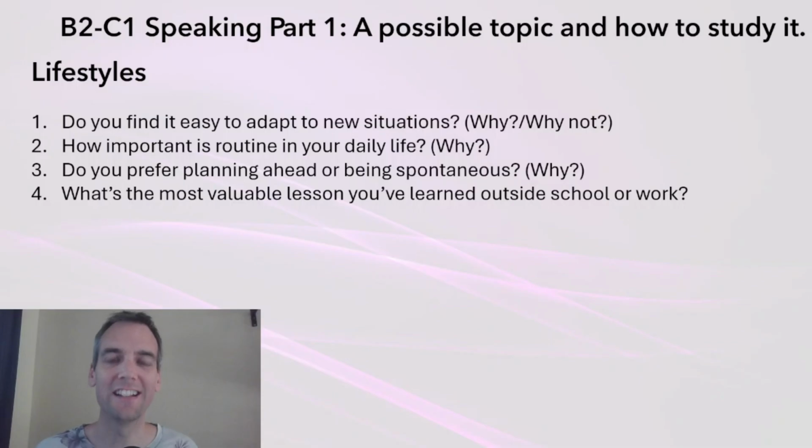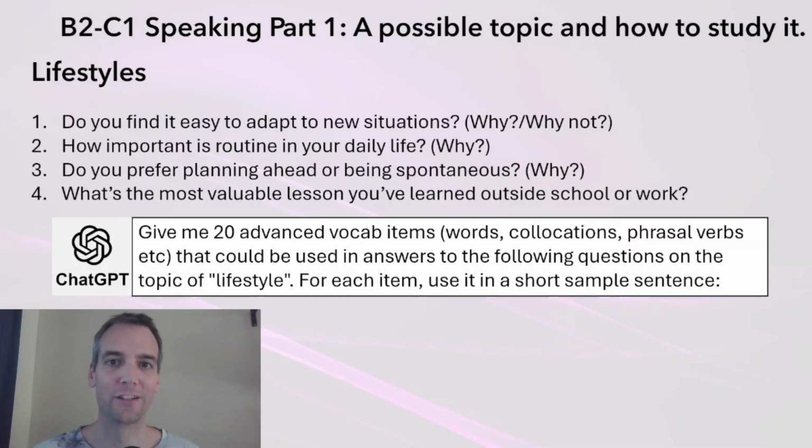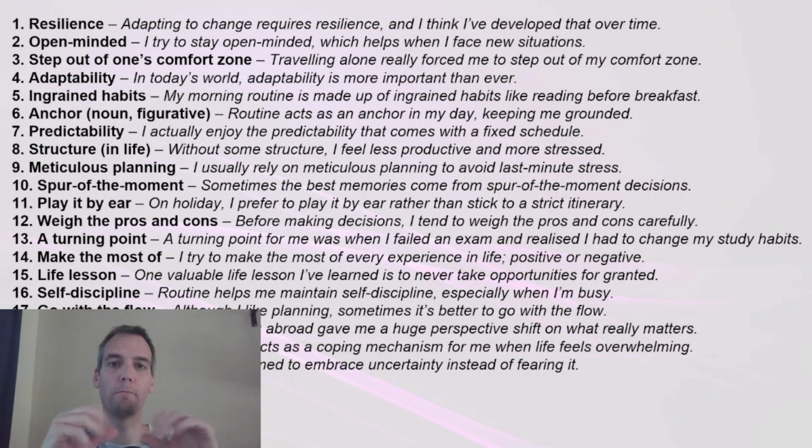Here's my top tip for studying it from this video. We are going to use artificial intelligence. It's quite useful in this context. So I asked ChatGPT for 20 advanced vocab items, meaning words, collocations, as in little phrases that go together, phrasal verbs, etc., in case ChatGPT's got a nice idea that it wants to throw in, that fit this topic, that could be used in answers to this topic. Then I asked for a sample sentence for each one, and we got, boom, a big wall of text, a big word salad, which is useful, but maybe it's a bit too much information for you to process.